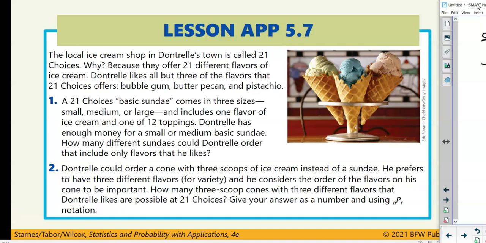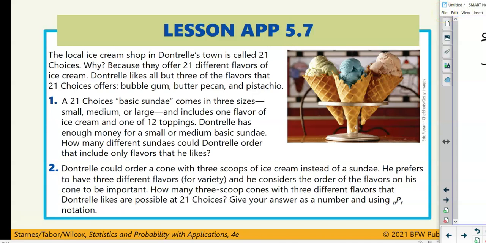3 different flavors, consider order of the flavors to be important. How many scoops from different, so possible 21 Choices. Okay, but Dontrella doesn't like 3 flavors, right? So I'm a little confused as to whether or not we include that or not. But I'm going to not include it because he doesn't like it. I don't want to get him pistachio. Make him have to eat that. Okay.